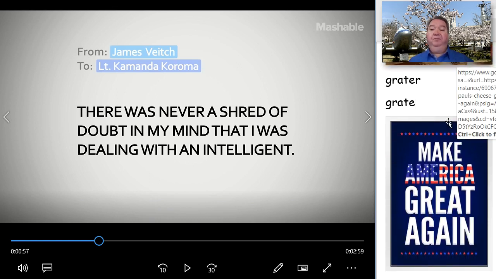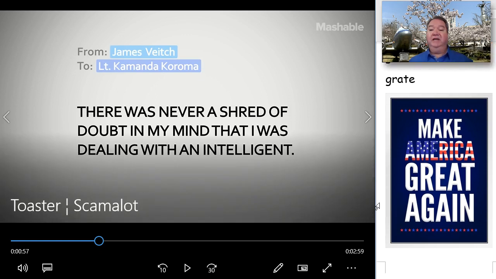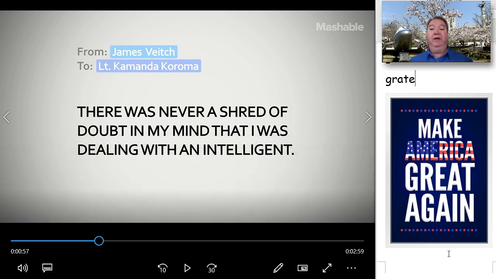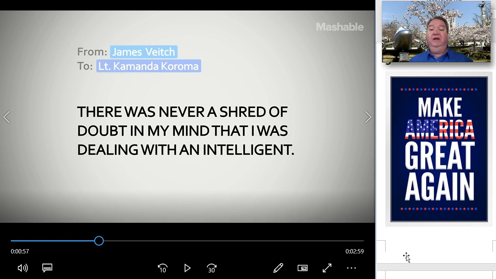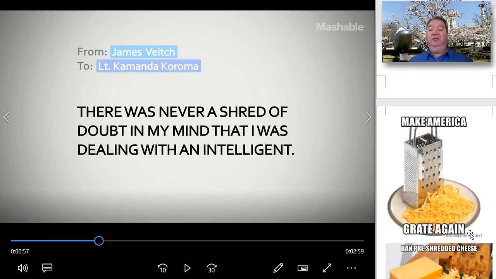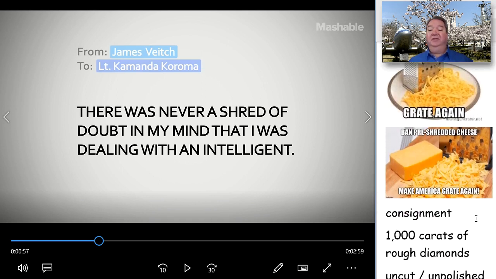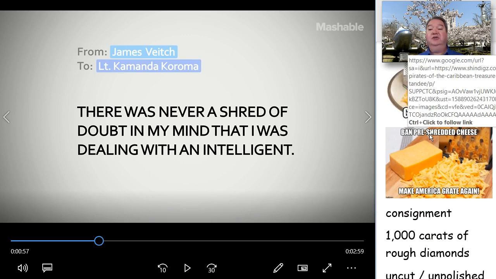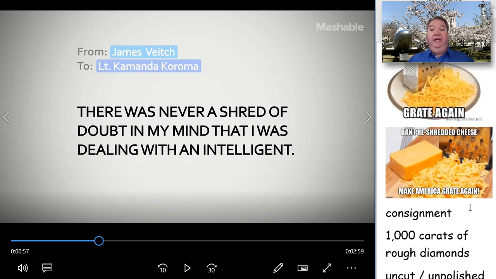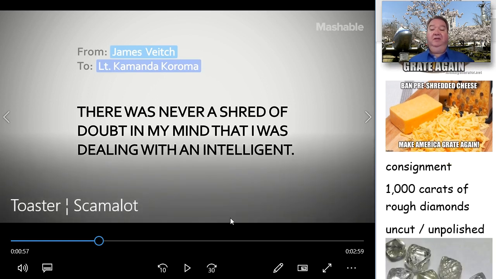You may remember, when Donald Trump ran for president in 2016, his campaign slogan was "Make America Great Again." You'll often see those initials, MAGA. So some people made a joke about that. It says, "Make America Grate Again." Same pronunciation, another homonym. And so here they took it a little farther. Ban pre-shredded cheese. So in the grocery store, you can buy cheese that is already shredded or grated for pizza or salads or something. Ban pre-shredded cheese. Make America Grate Again. Make people grate their own cheese. So people had a little fun with that.